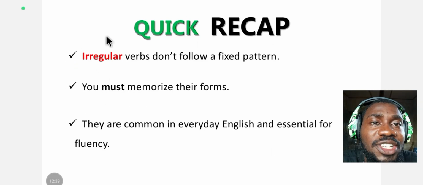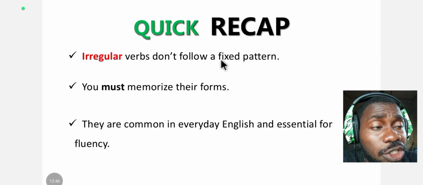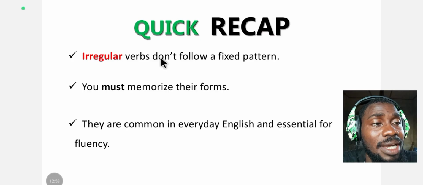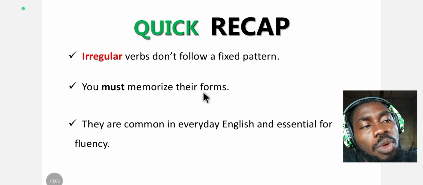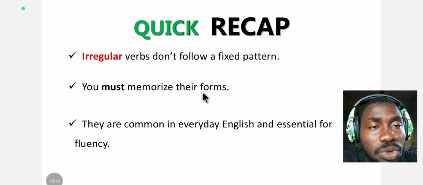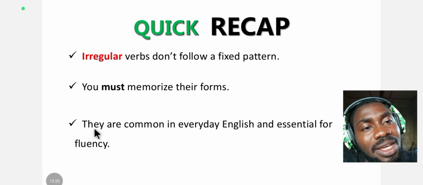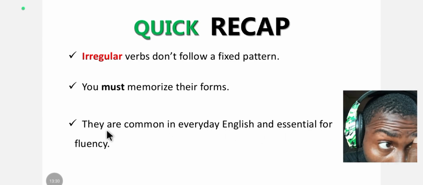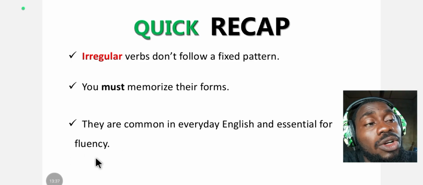A quick recap of this lecture: irregular verbs don't follow a fixed pattern. They do not follow the traditional, conventional pattern of verbs, but an unpredictable pattern. You must memorize their forms. That's a must. You must learn them by heart. You can't really predict irregular verbs. That's why they are called irregular verbs. They are common in everyday English and essential for fluency. Like I said in the beginning of this lecture, you need irregular verbs in your day-to-day grammar to fluently communicate in English.